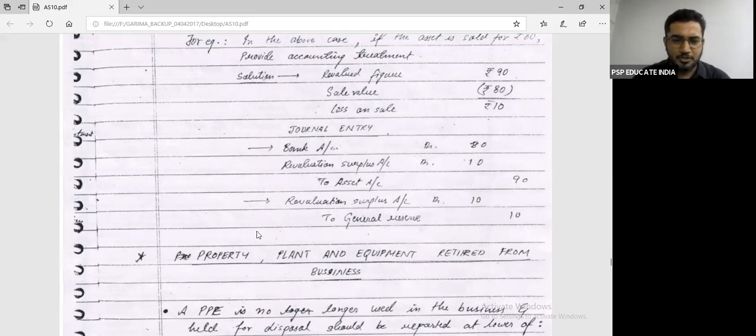Right, so this will be a journal entry. Revaluation surplus, which has a credit balance, will be closed and transferred, so we will debit it, and this will be transferred to the general reserve account, so you will credit the general reserve account. Right, I hope you all are absolutely clear with this.